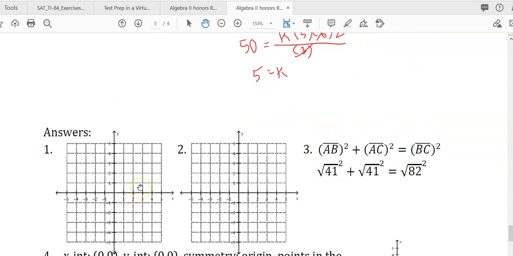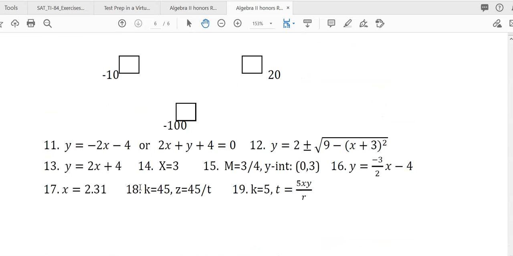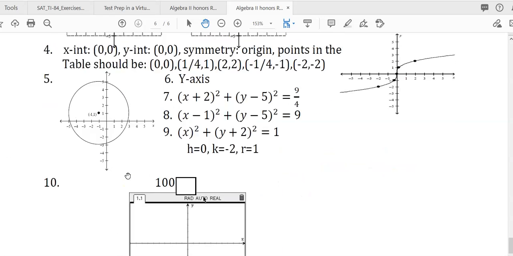And that's it. If you want to look at this, I think it's got most of the answers there. Just make sure I got mine right and then check them so you can double check that. 5xy divided by r, I think that's what I got.